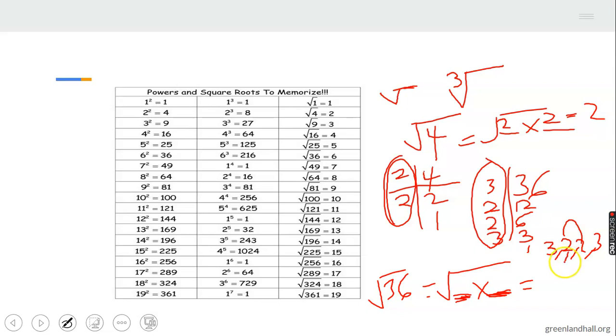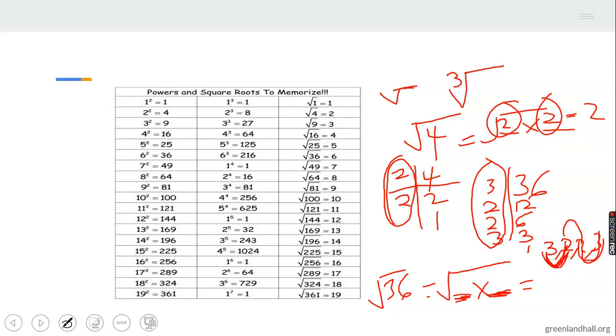So the numbers must be the same. We pick 3 and 2, then we pick 2 and 3. Is that taken? You must share them equally. We have 2 here, we have 2 here. So for us to get 36, the numbers must be the same. 2 and 3 will give us the same number as 3 and 2.